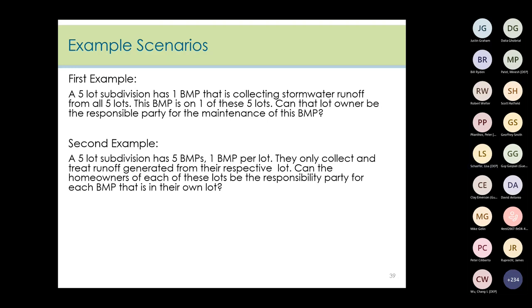Think about that, and now the second example is a 5-lot subdivision that has 5 BMPs with 1 per lot. They only collect and treat runoff generated from their respective lot. So can the respective homeowner be the responsible party for the BMP that's on their lot?